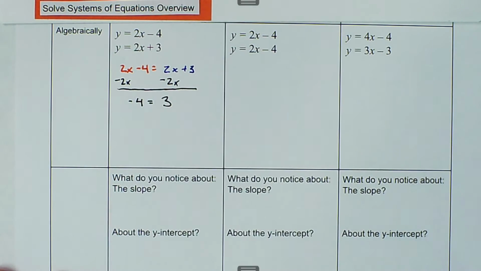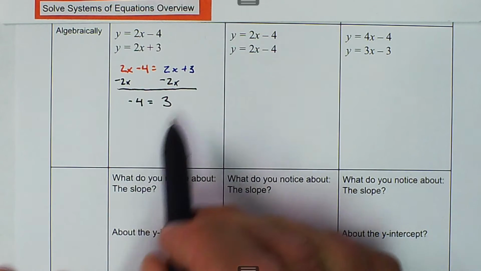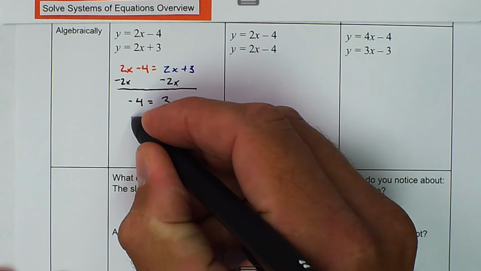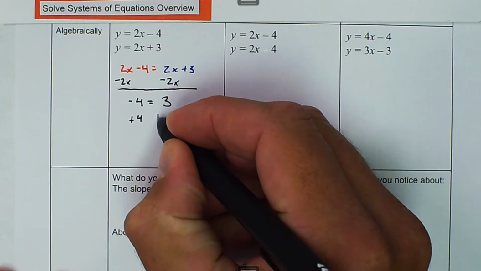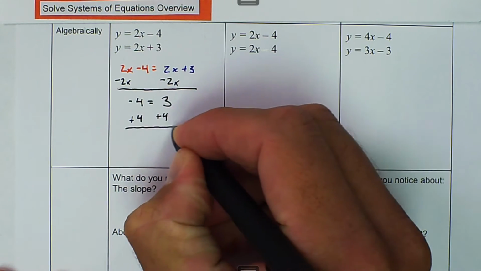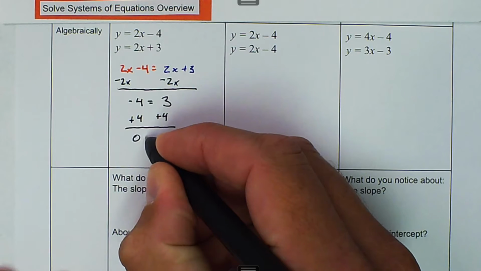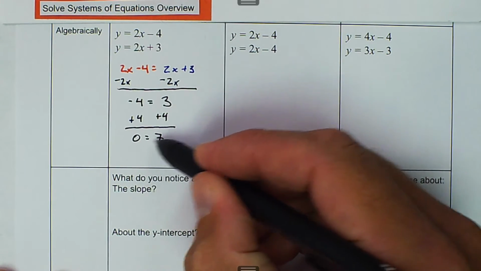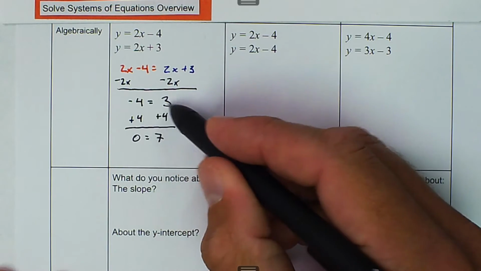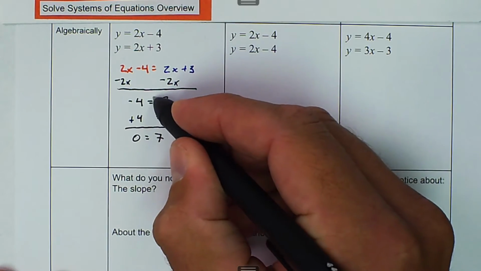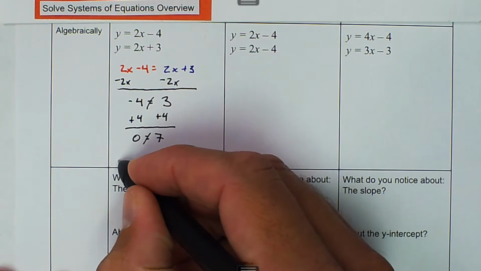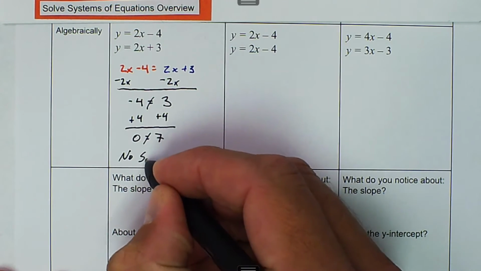At this point, we should know negative 4 does not equal 3. But we could do one more step, and we could add 4 to both sides. And then we get 0 is equal to 7. So if we get 0 is equal to a number, or we get two constants that are equal to each other, we should know that this is not true. So in this case, we'd have no solution.